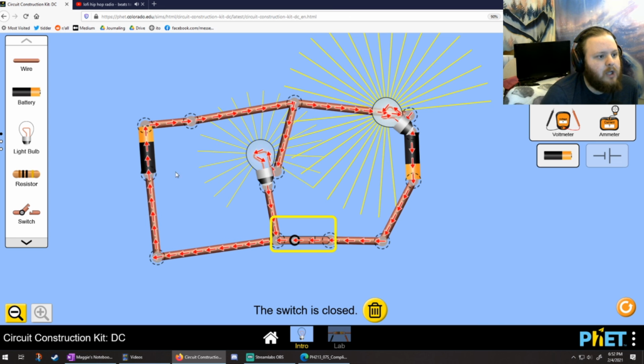And I close the switch. This inner section of the loop has remained unchanged, but now the current is running twice as fast on the outer loop as it was before, so that there's enough to split off and run to that light bulb and keep the current across that light bulb the same.